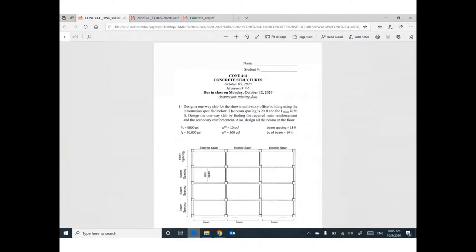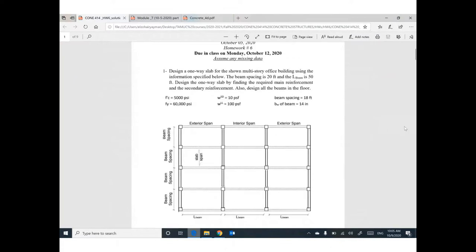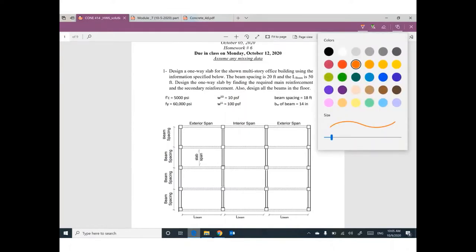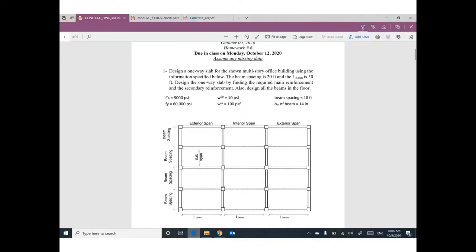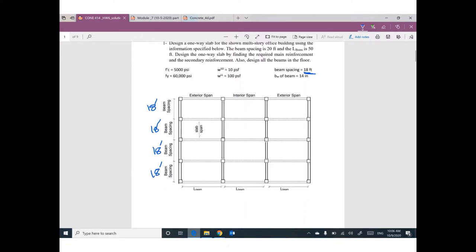First problem is a one-way slab. If the problem didn't say it's a one-way slab, you can't figure it out. How? The beam spacing is 18 feet, given here. And the beam length, L beam, is 50.